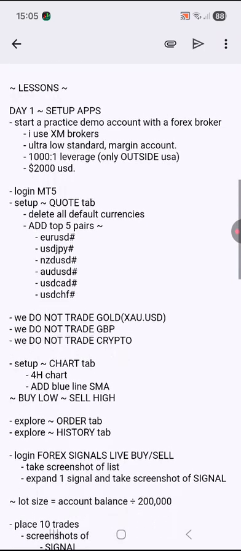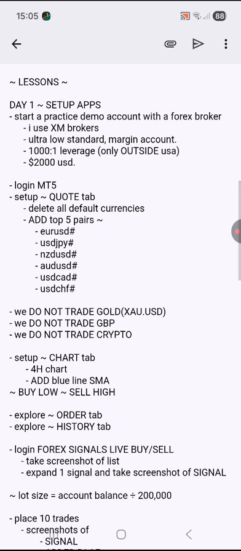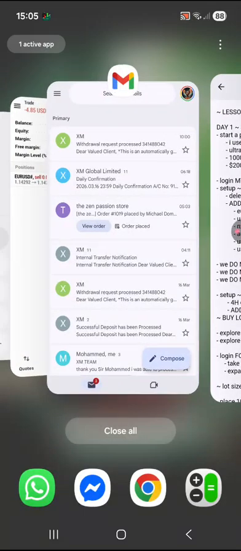Okay, so let's get on with the day here. Day 1, to start a practice demo account with a Forex broker. Well, there's many different brokers. I have several brokers pulled up here.